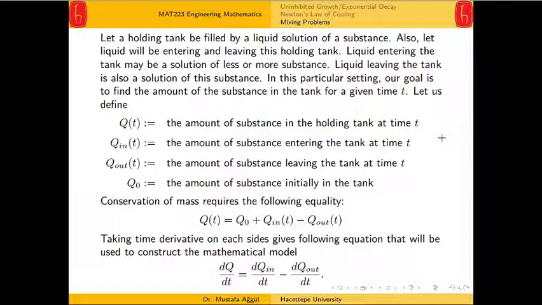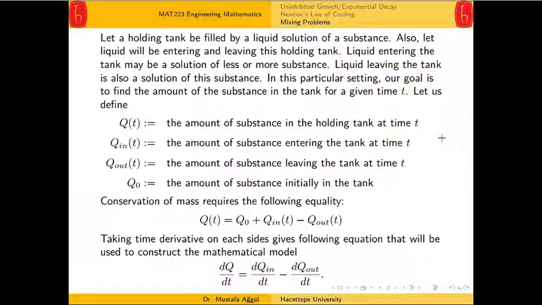Next we will talk about mixing problems. Let a holding tank be filled by a liquid solution of a substance. Also, extra liquid will be entering and leaving this holding tank. The liquid entering the tank may be a solution of less or more substance. The liquid leaving the tank is also a solution of this substance, because there is a solution of this substance in the tank, and if something is leaving the tank, it has to be a solution of this substance.